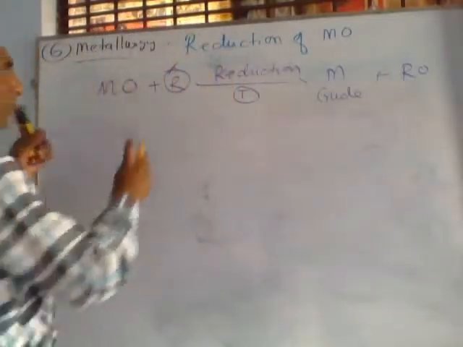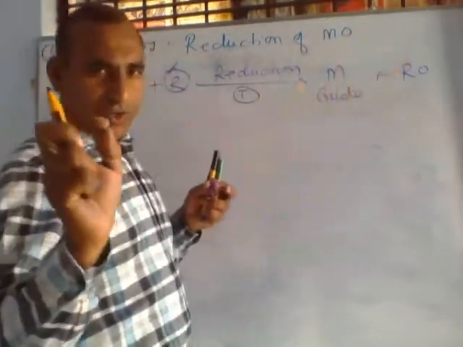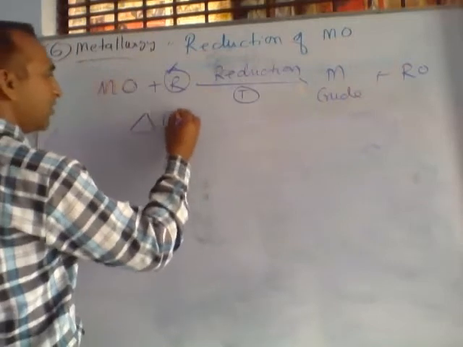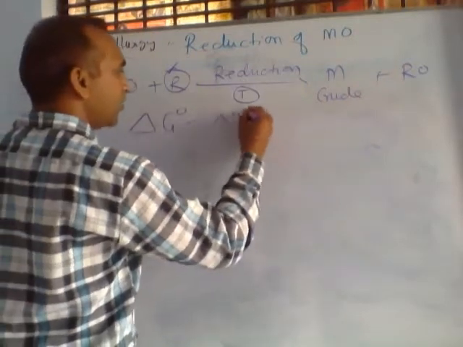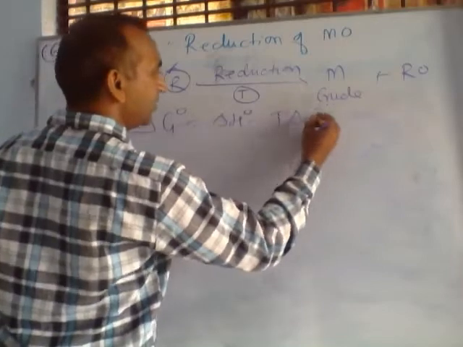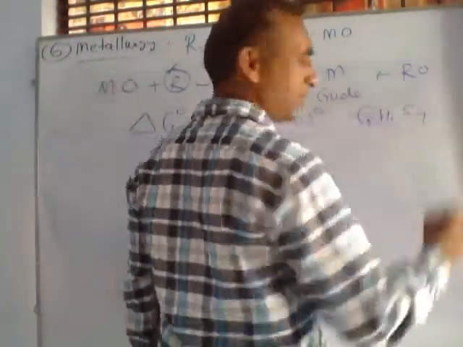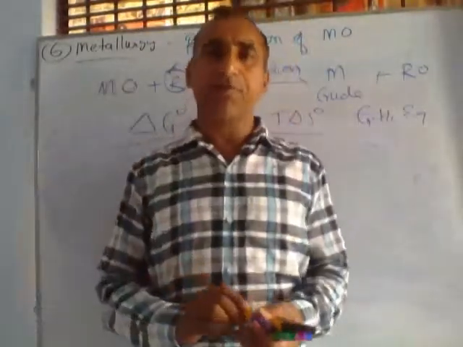So the principle is this: for this reaction and for choosing a suitable reagent, the formula we use is of this type: del G naught equals del H naught minus T del S. This is called the Gibbs-Helmholtz equation.